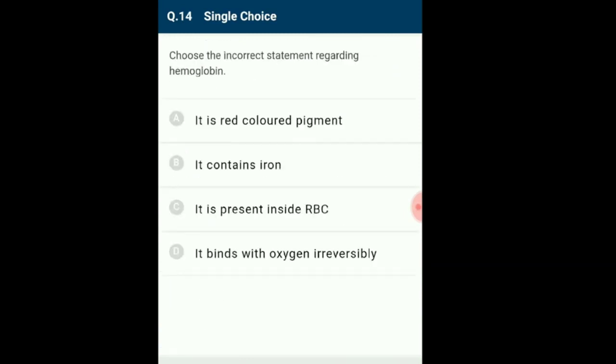Question number 14. Correct statement regarding hemoglobin. Hemoglobin is a protein found in red blood cells that is comprised of 2 alpha and 2 beta subunits that surround an iron containing heme group. Oxygen readily binds the heme group. The ability of oxygen to bind increases as more oxygen molecules are bound to heme. So the answer is option D. It binds with oxygen reversibly.